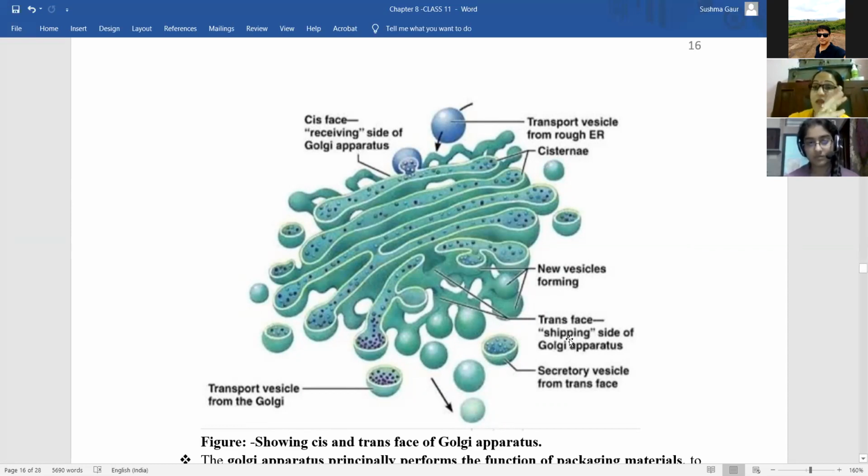So what is cis face? Cis face is the face of the Golgi which receives the proteins packed in vesicles from endoplasmic reticulum, and trans face is the face from where the proteins packed in the vesicles will be sent to different parts. Okay, so now the difference between the cis and trans face of Golgi is clear. Yes, ma'am. Okay.